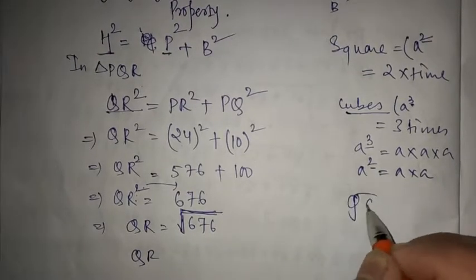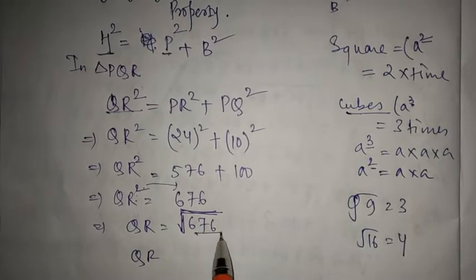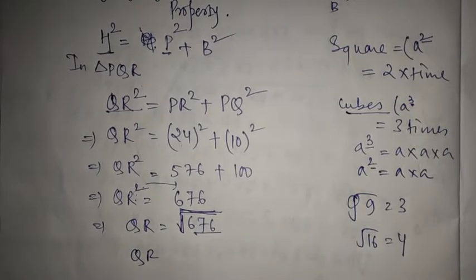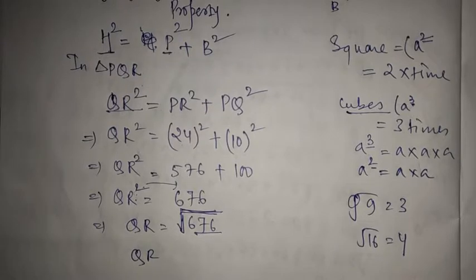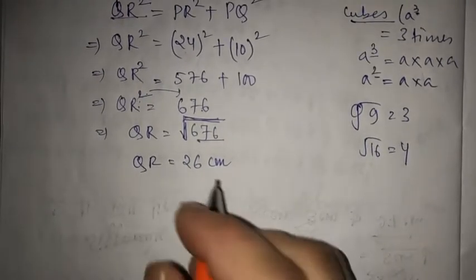Square root of 9 is 3. Square root of 16 is 4. So similarly you will find the square root of 676. I hope you know how to find the square root of 676. It is 26 centimeter. So I will make you understand how to find the square root of 676.